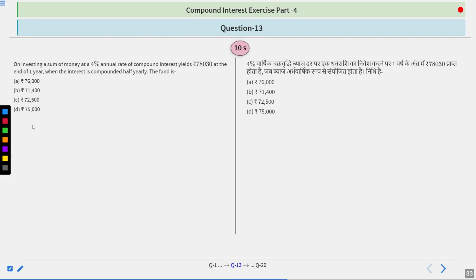Next, on investing a sum of money at a 4% annual rate of compound interest yields rupees 78,030 at the end of 1 year. When the interest is compounded half yearly, the fund is, and the options are: option A, rupees 76,000; option B is rupees 71,400; option C is rupees 72,500; and option D is rupees 75,000. These are the options.